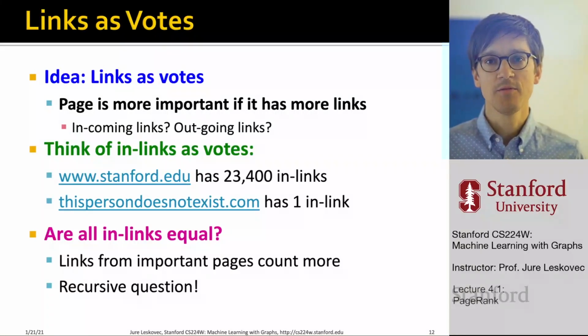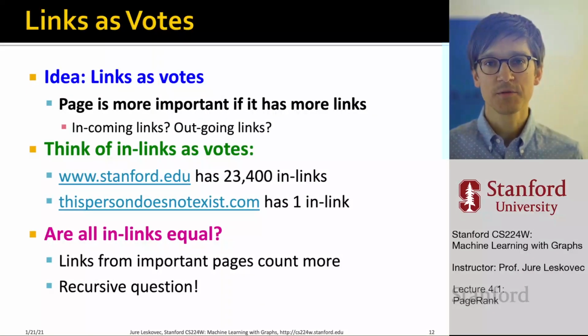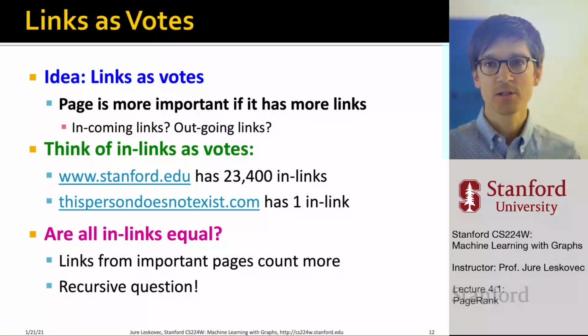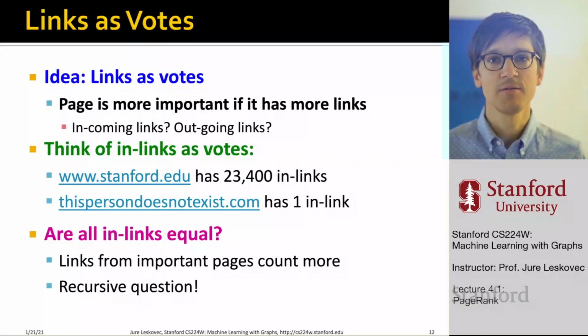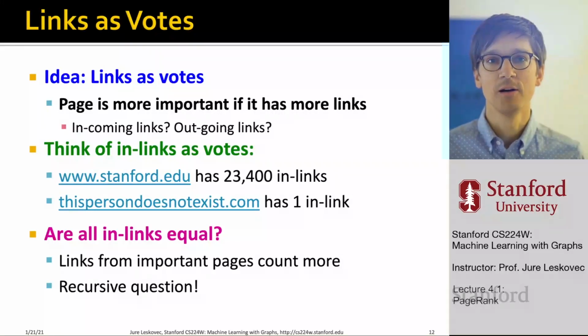And this is now recursive, because the amount of a vote I receive from someone depends on their importance. And that same web page will say, my importance depends on the incoming votes from the importances of the pages that link to me. So this is now a recursive question, because the importance of every node depends on the importance of other nodes that link to it. This recursive nature is the interesting approach here. So let's work it out mathematically and figure out how we can do this.